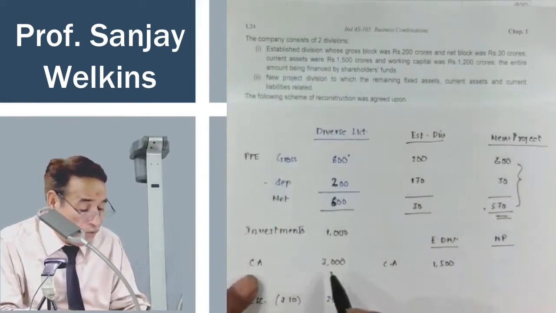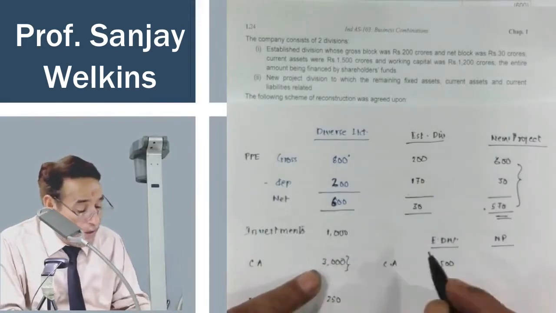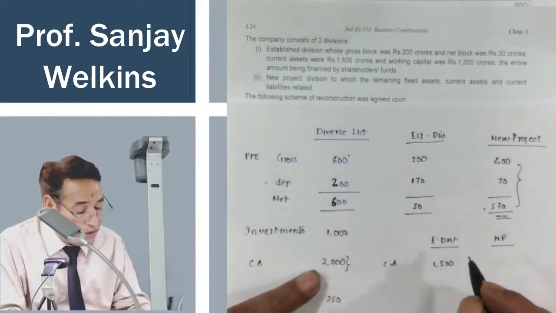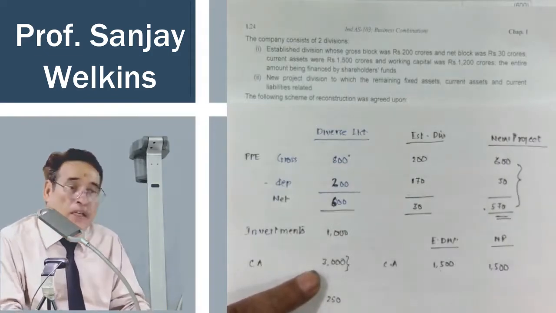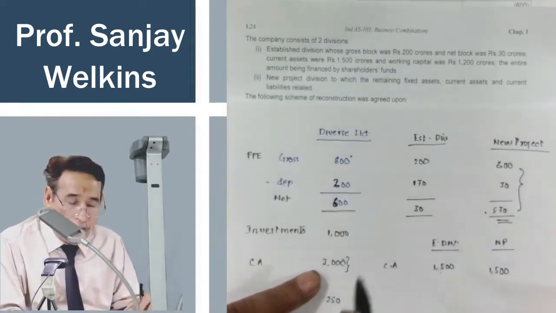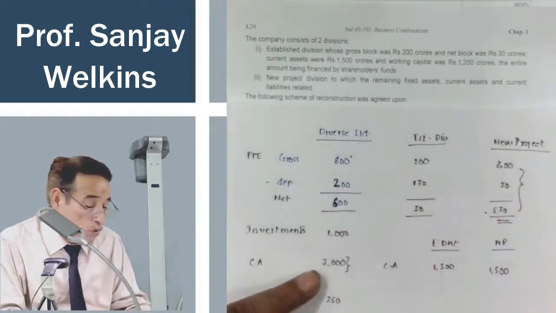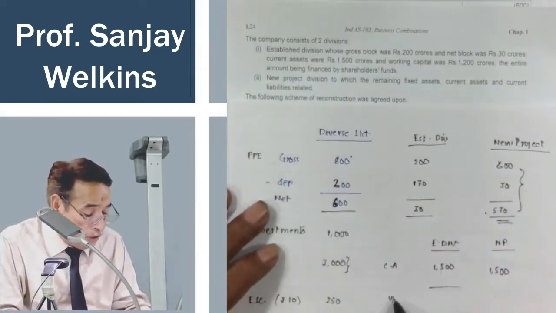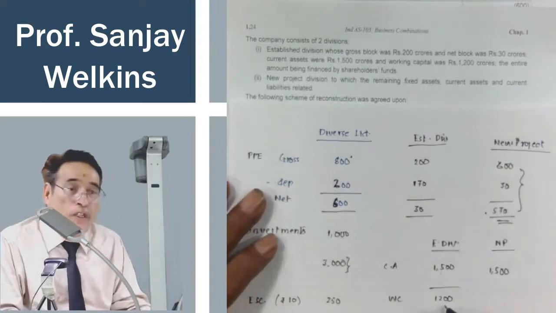Now look here carefully. Total current assets of the organization is 1300, and out of that 1500 worth of current assets are related to establishment division. So we can safely presume that current assets remaining must be of new project division. Number 1. Number 2. Further it is given and working capital of 1200. That means establishment division is having a working capital of 1200. They are having current assets of 1500 and working capital of 1200.